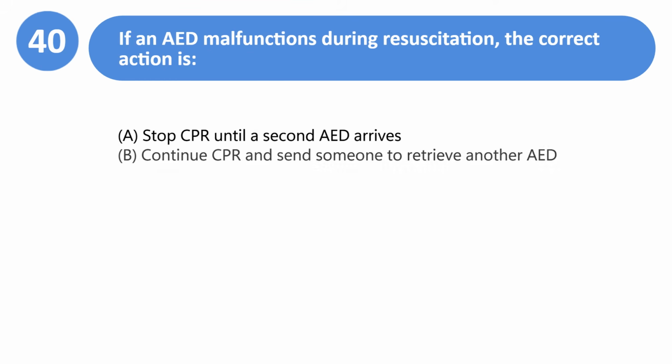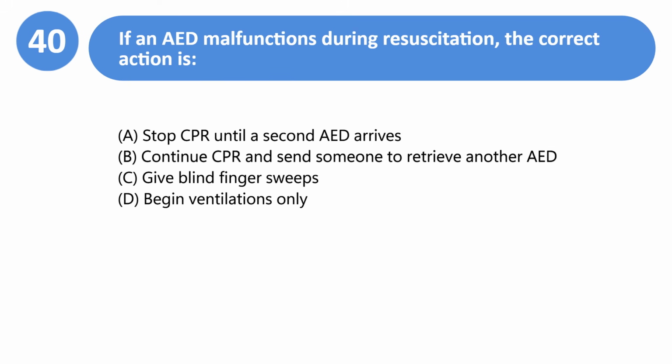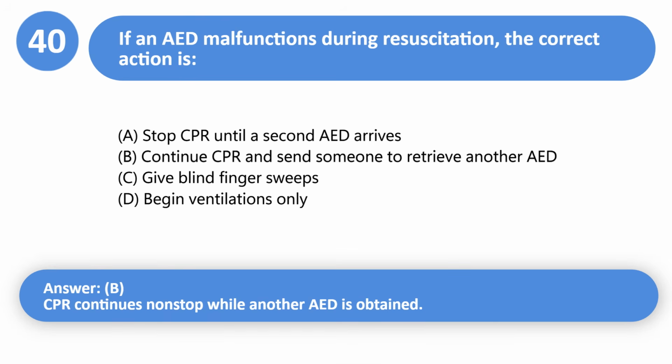If an AED malfunctions during resuscitation, the correct action is: A. Stop CPR until a second AED arrives. B. Continue CPR and send someone to retrieve another AED. C. Give blind finger sweeps. D. Begin ventilations only. Answer, B. CPR continues non-stop while another AED is obtained.